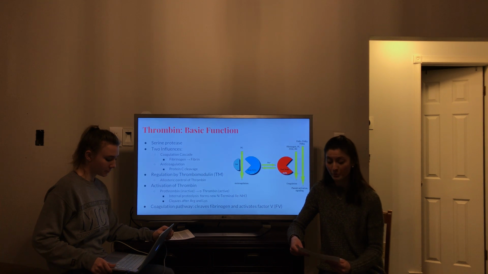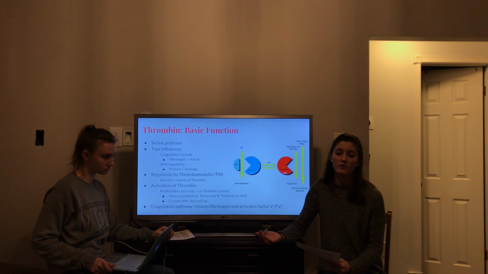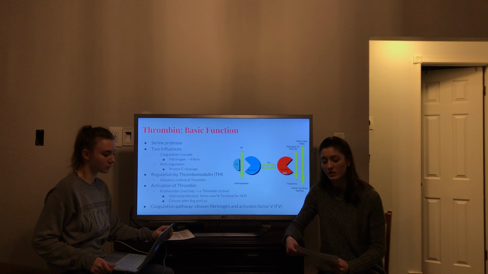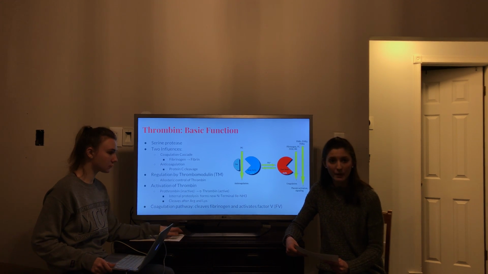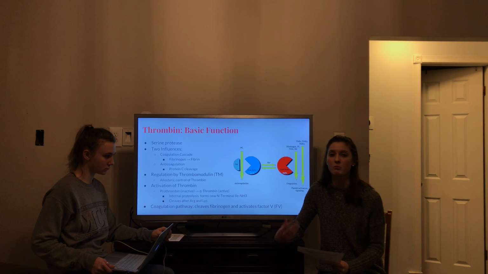In that procoagulation pathway, thrombin not only cleaves fibrinogen into fibrin, but it also cleaves factor V, which is going to be really important later on in our presentation when we discuss the paper. Factor V acts as a positive feedback protein, which just activates more prothrombin into thrombin, so you get more coagulation, more clotting.